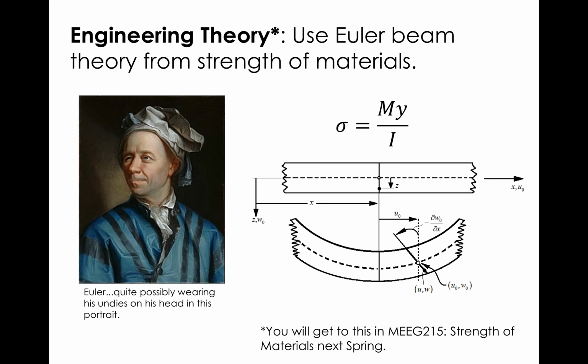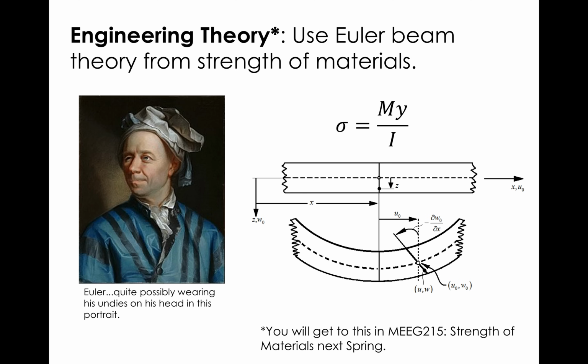Okay, so the engineering theory that we used last time when we were working through all those equations with those Melissa and Doug bars is Euler beam theory. Okay, so this is Euler. And Euler came up with some beautiful math to model the bending of regular shaped beams when they are not bent too much. Okay, so those are the limits of that theory. The beams need to be regular shapes and they need to be bent just a little bit. If you bend them excessively, his theory falls apart. You're going to do a deep dive into this theory next spring in MEEG 215, which is strength of materials.